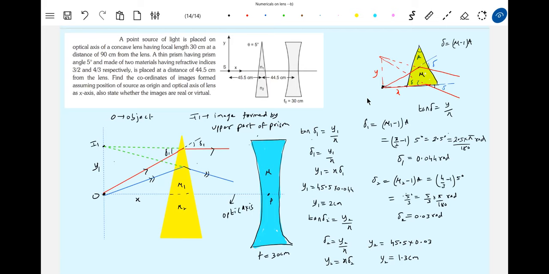Now what should we do? We should calculate, now we know I1. Sir, what about I2? I2 will be, I'll show it here. I2 there. Then this will be Y2. Delta 2, I'm unable to show it. The diagram will be very complicated. Now I1, I2 will become the object for this diverging lens.